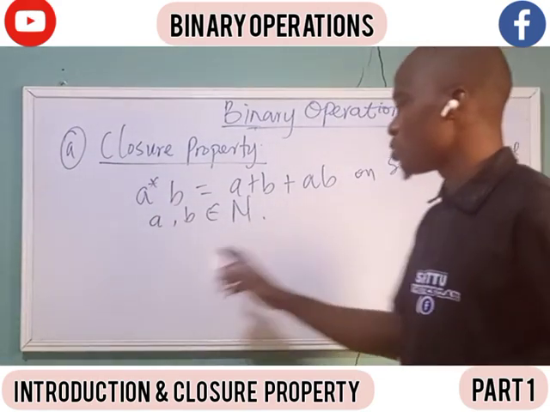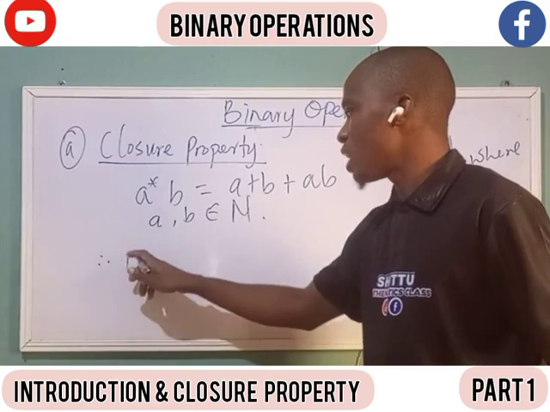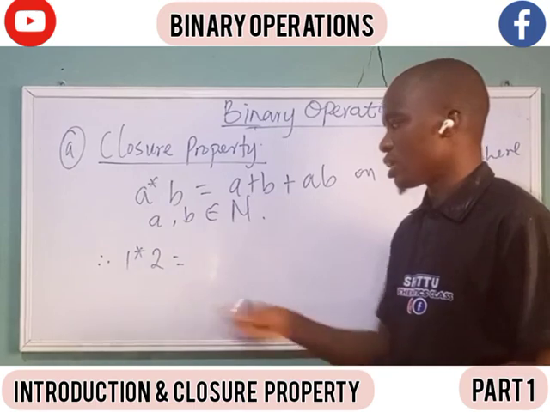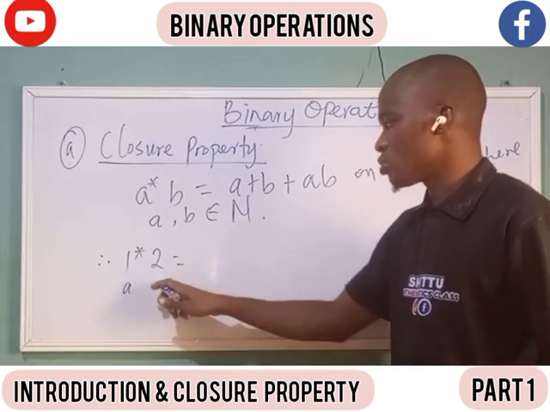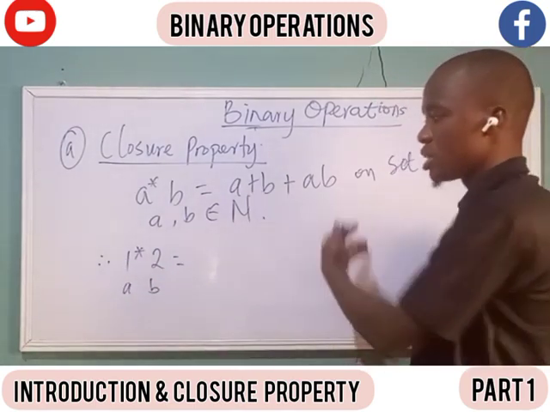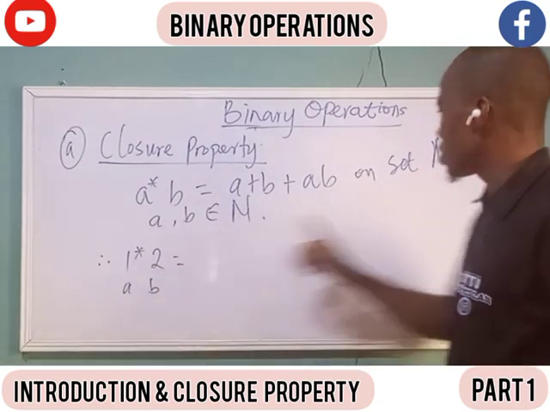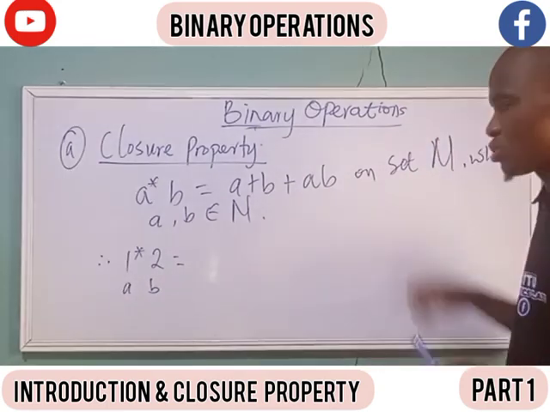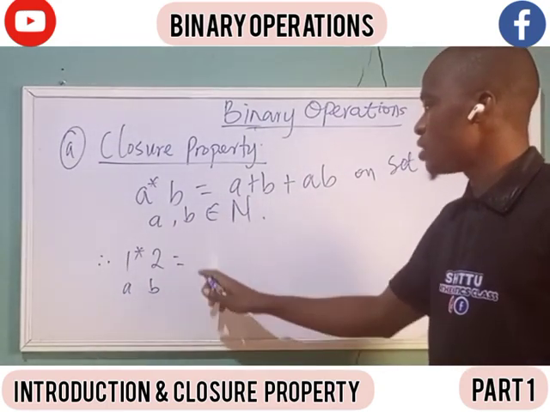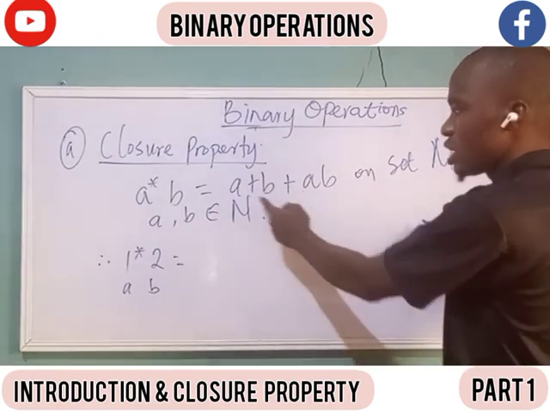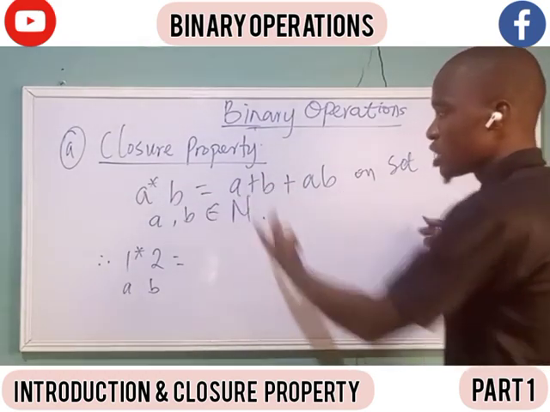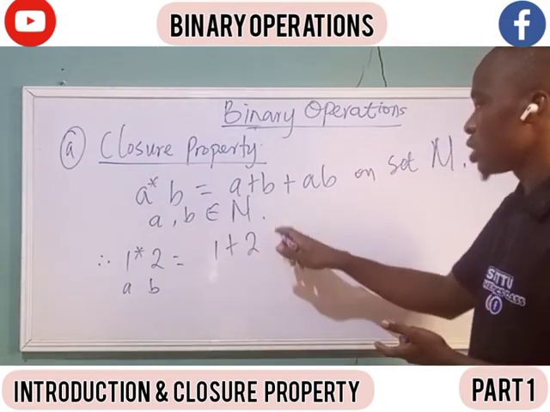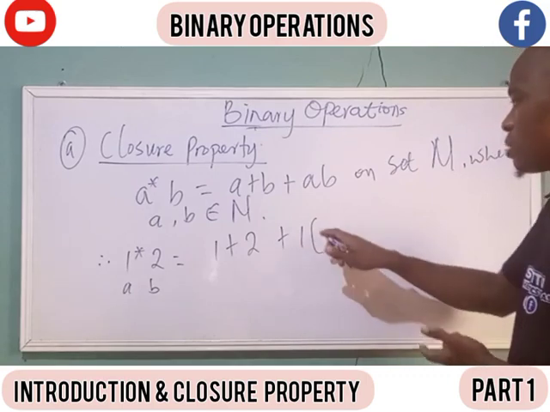So now, for example, let's say we have 1 asterisk 2. Are you getting it now? So therefore, 1 is a and 2 is b. We now want to operate this. Don't forget that 1 is coming from natural numbers, and 2 is also coming from natural numbers. So anywhere we see a or b in the operation given, we are going to replace them. We have 1 plus 2, plus 1 multiplied by 2.